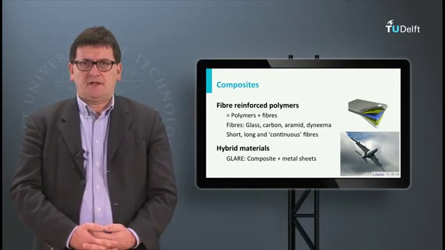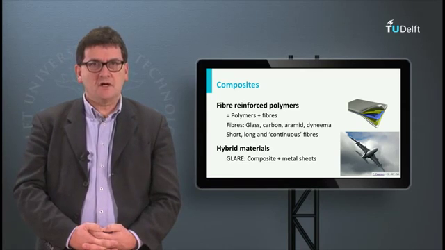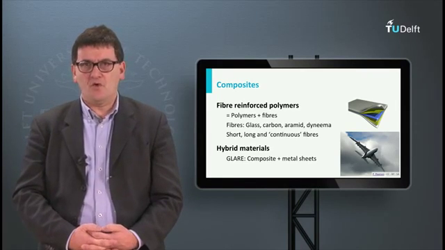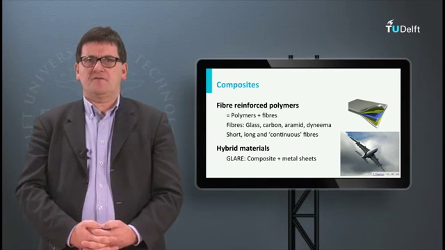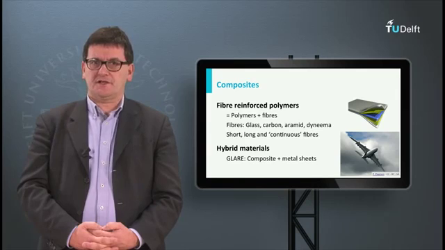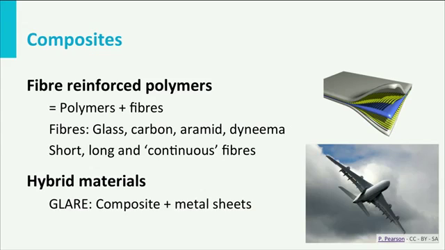The next material category are composites. Composites are composed materials, materials made of more than one constituent. Often a composite is made of fibers and a resin or a matrix, and the resin is a polymer. For the fibers, we can choose between different types: glass fibers, carbon fibers, or synthetic fibers like aramid or Dyneema fibers. Fibers are also available in different lengths.